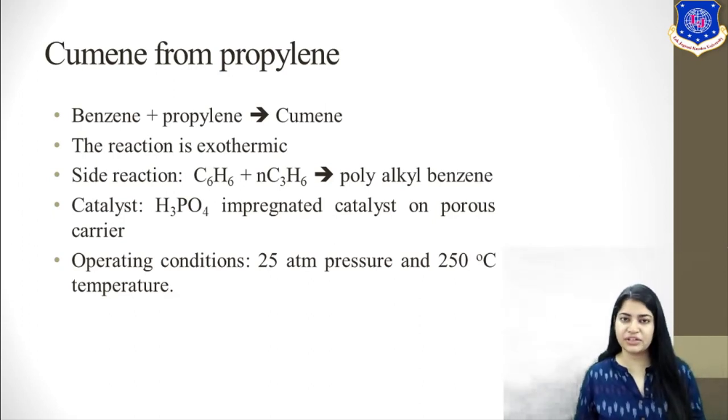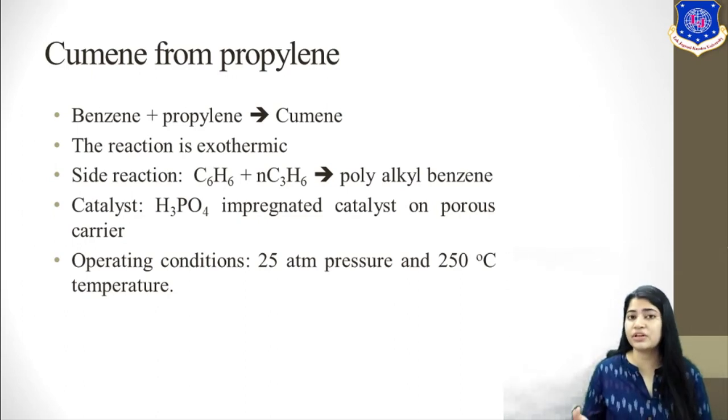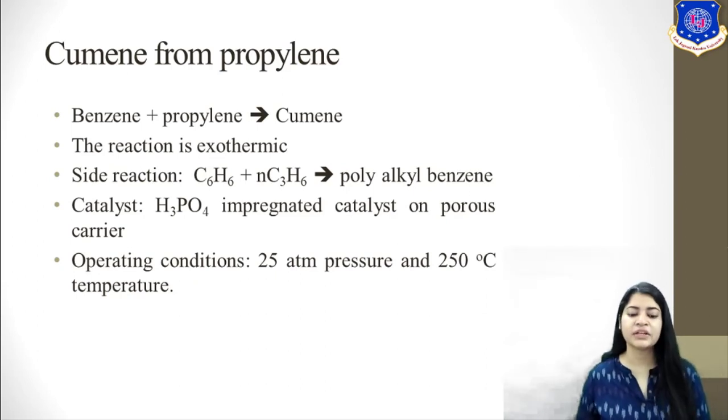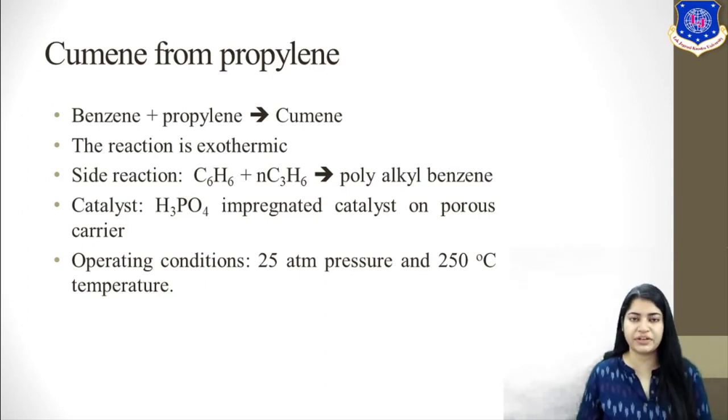The side reaction is that your benzene and propylene react to give you polyalkyl benzene. So your side product is polyalkyl benzene. The catalyst used here is H3PO4, phosphoric acid impregnated on a porous carrier. So a porous carrier is required here. The operating conditions are, your temperature is about 250 degrees Celsius and your pressure is about 25 atmospheric, right?